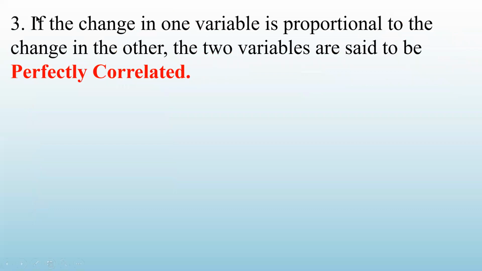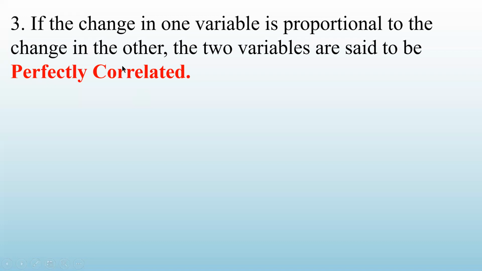See, one more point is there. If the change in one variable is proportional to the change in the other variable, then the two variables are said to be perfectly correlated. What is the meaning of perfect correlation? If the change in one variable is happening in proportion to the change in the other variable, then you will say that the variables are perfectly correlated.